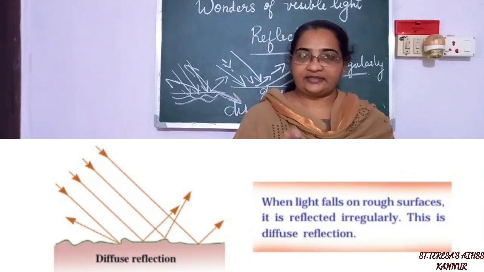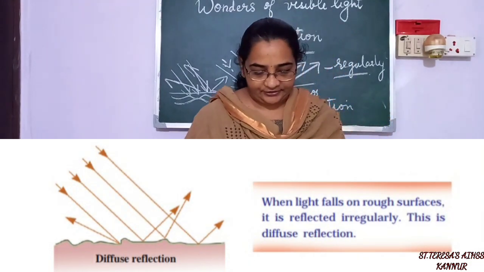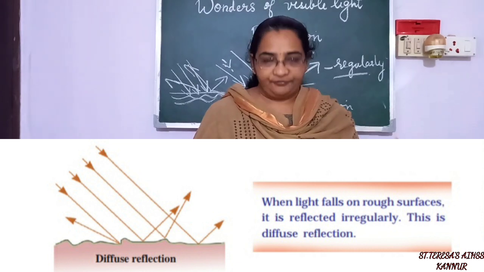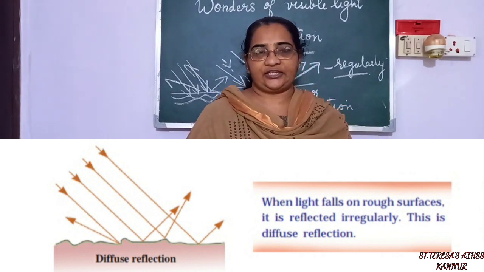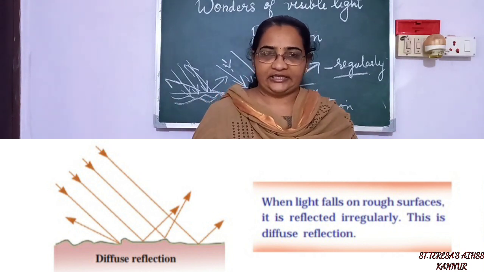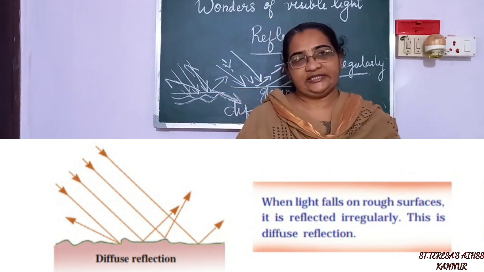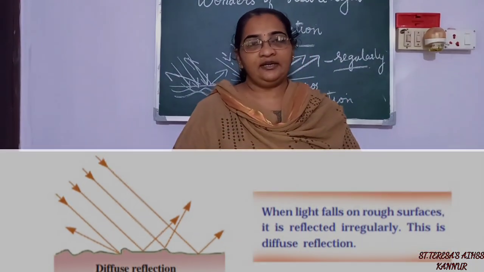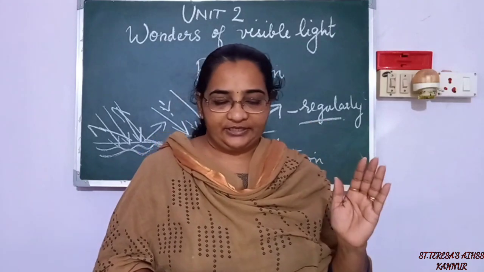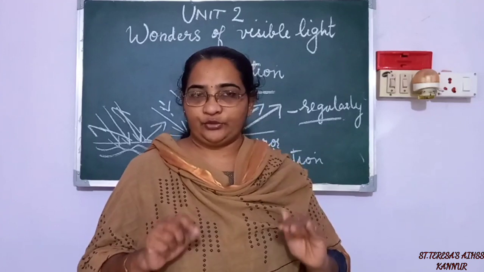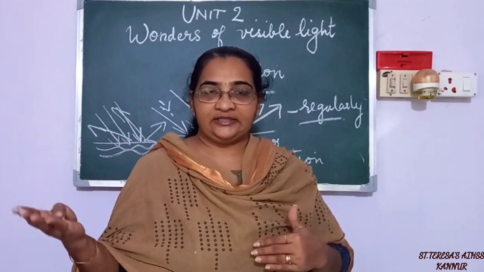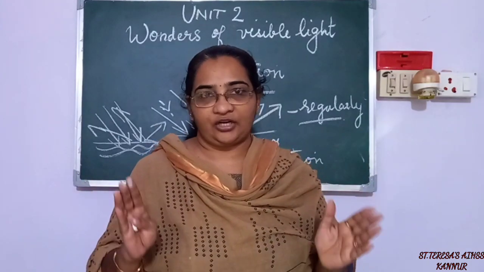So what is diffuse reflection? When the light falls on rough surfaces or irregular surfaces, it is reflected irregularly. Not regular, not in a correct direction, but irregularly in different directions. So we learned two types of reflection. So what is reflection? When the light falls on a particular smooth surface, it returns back onto another surface, that is called reflection.